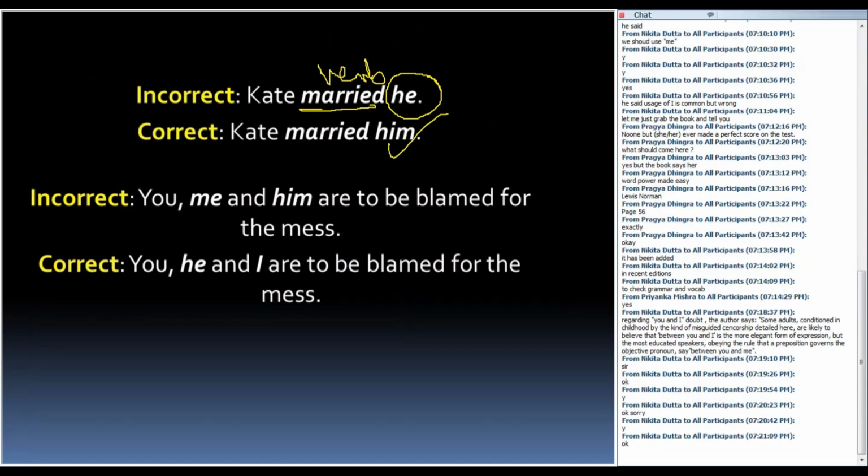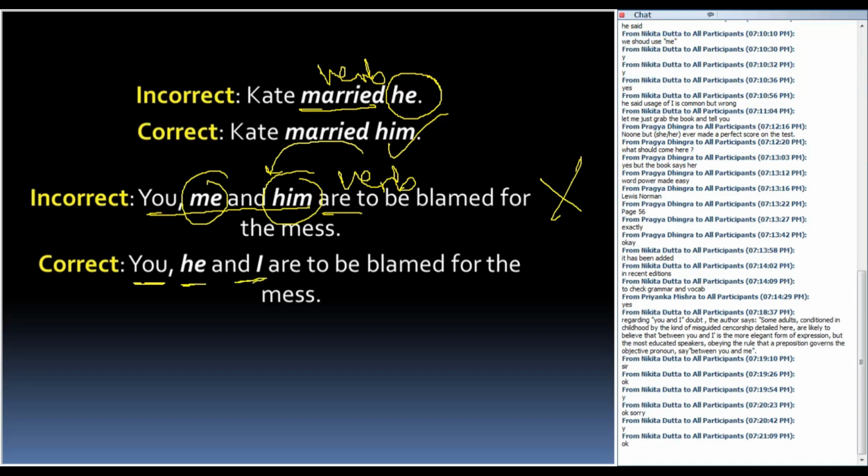Similarly, can you say you, me, and him are to be blamed? Are to be blamed? No, this is the verb. Before the verb, you have to use the subjective case. Me and him are not the subjective case, so this sentence is wrong. What will I say? You, he, and I are to be blamed. Now, all three are subjective cases. They are subjects. You, he, and I are to be blamed for the mess.